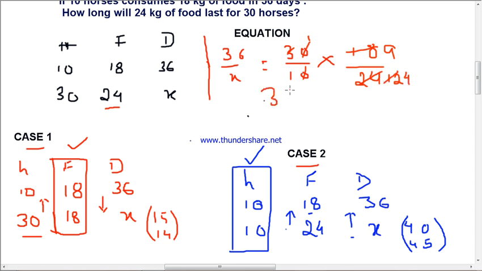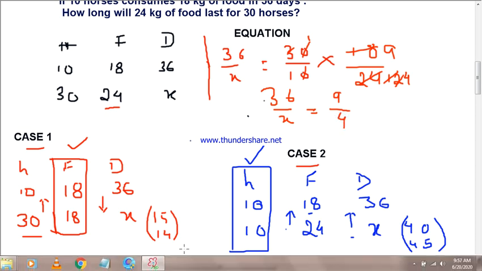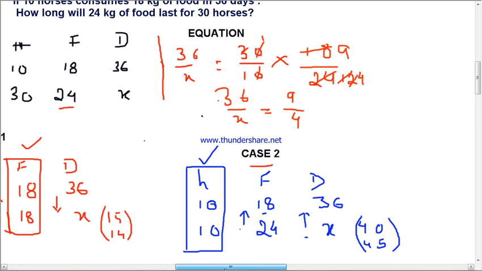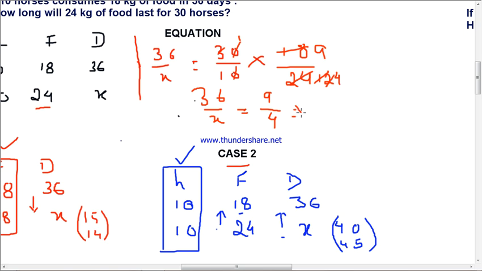So you are left with 36 divided by x is equal to 9 by 4. Right, you cross multiply, you will get what? 36 into 4 and 9 into x. You cross multiply this, you will get 36 into 4 is equal to 9 into x. You try to make x alone by dividing by 9 on both sides. 9 into 4 is equal to 36, okay, the 9s get cancelled. 4 into 4 is equal to 16. Therefore the value of x is equal to 16.